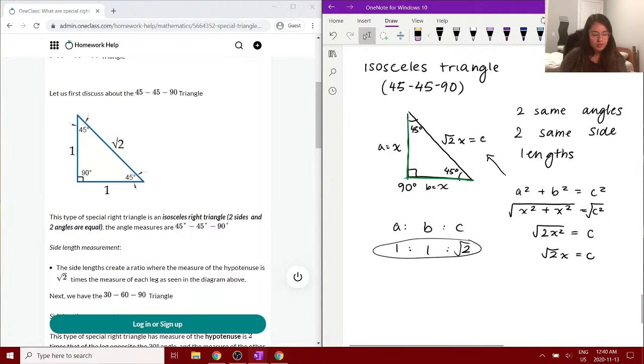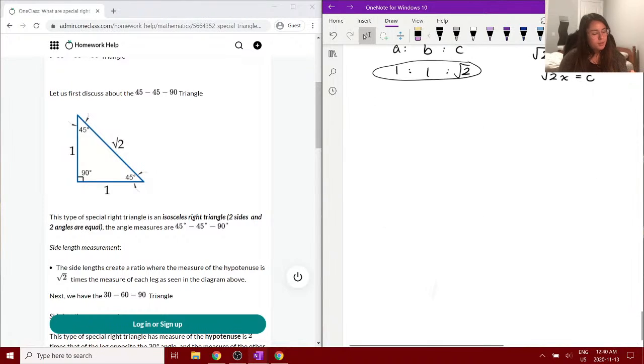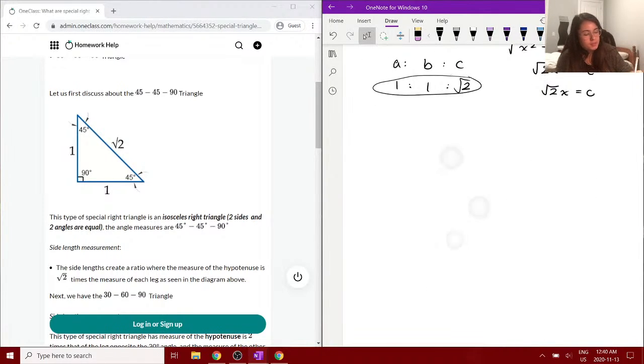Okay, so that's the isosceles triangle. That's considered one of the special triangles. And let's look at the second type of special triangle. We have the 30, 60, and 90 degree triangle. Okay? So I explained this one previously. Let's go through it again. What this is actually is half of an equilateral triangle.